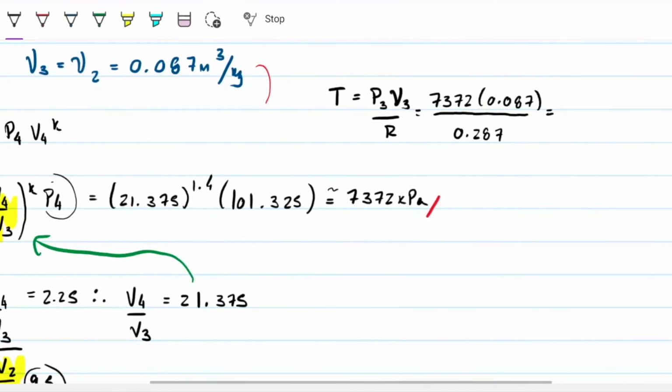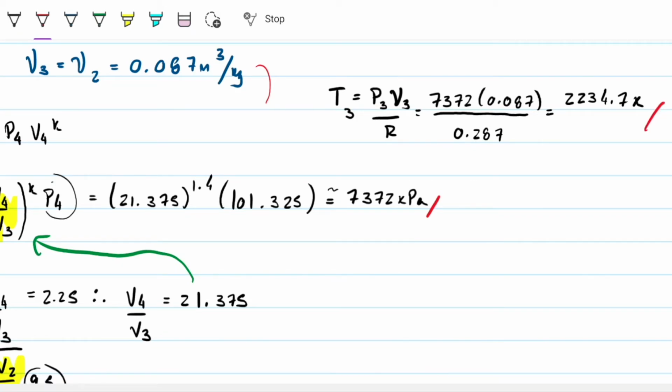What did I get out of this? So my T3 is, so this is T3, 2,234.7. That's in Kelvin. Brilliant. So now we have state 3 completely defined, and we're only missing 1. So it's 3 down, 1 to go.